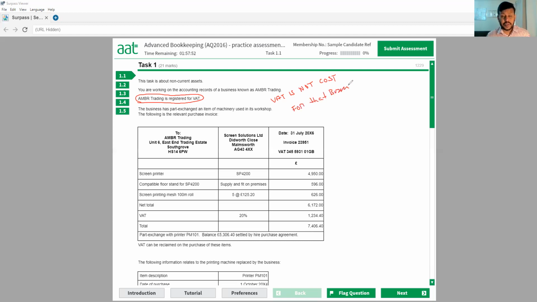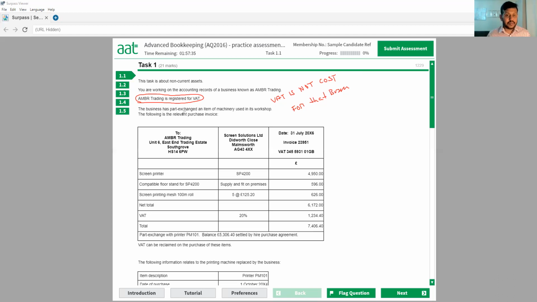Why? Because we're going to claim back that VAT. If the business is VAT registered, you ignore the VAT because the VAT is not part of the cost, as the business can claim back all the input VAT.